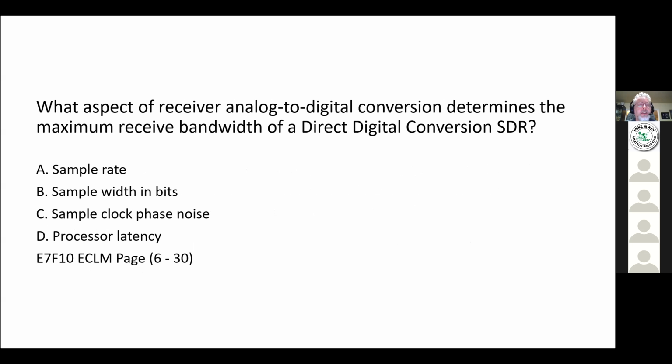What aspect of receiver analog to digital conversion determines the maximum receive bandwidth of a direct digital conversion SDR? A, the sample rate. B, sample width in bits. C, sample clock phase noise. Or D, processor latency. The correct answer is Alpha, the sample rate.